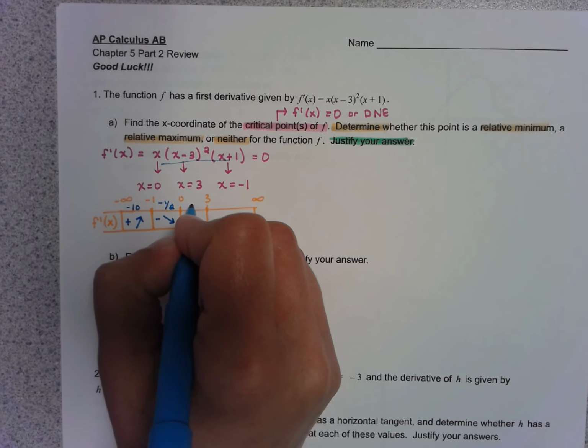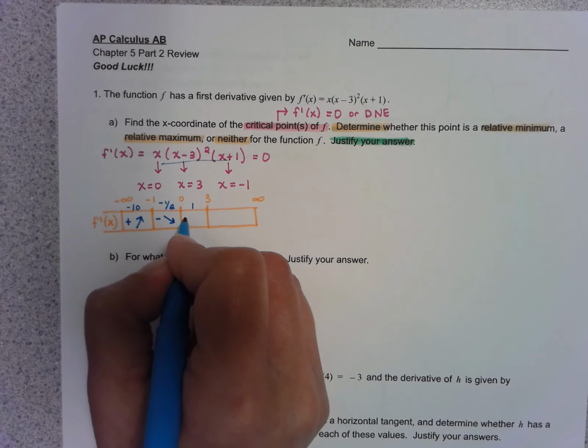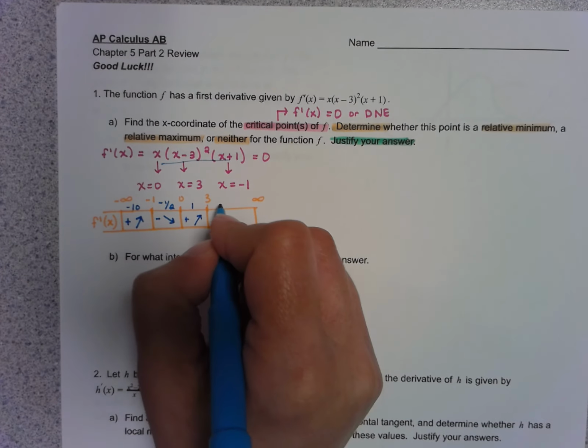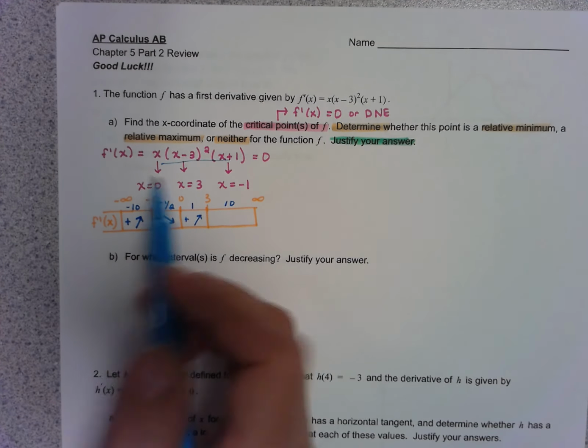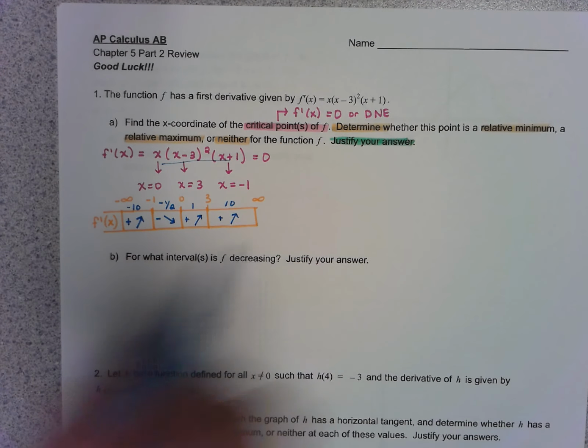In between 0 and 3, for example, the number 1, I'd have positive, positive, positive, so the original graph would be going uphill. And if I pick a number bigger than 3, like the number 10, then if I plug that in, I get positive, positive, positive, and I continue to go uphill.